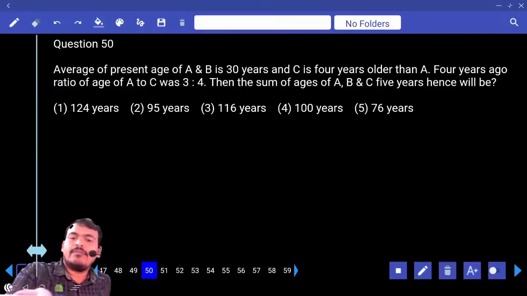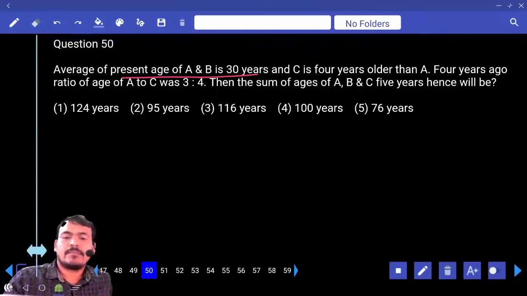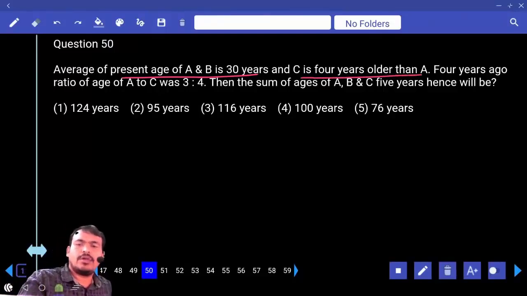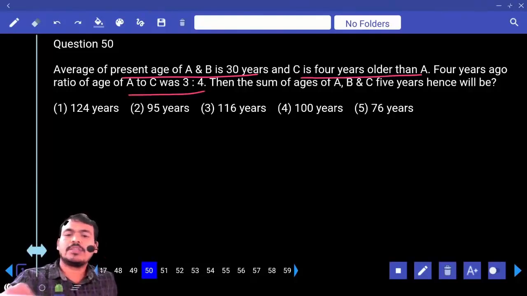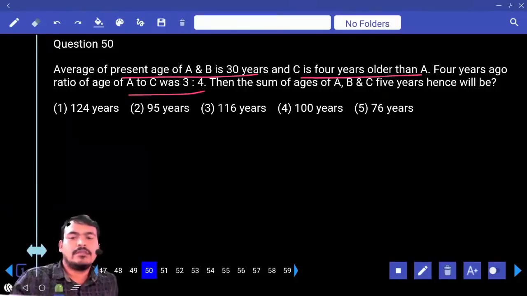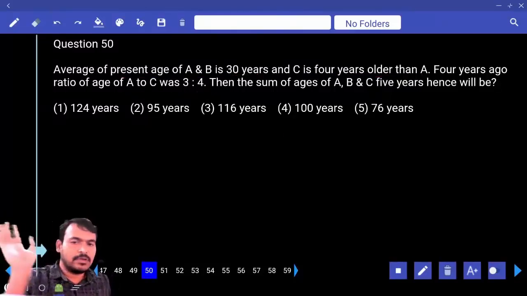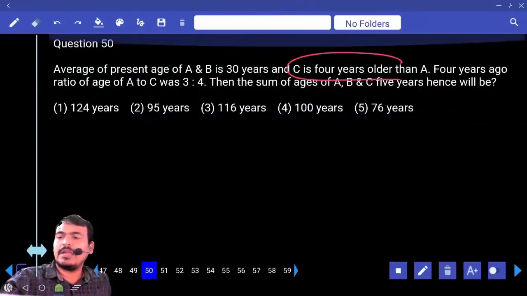First of all, what is the present average of A and B? 30 years. C is how many years older than A? 4 years. And one more, 4 years ago, A to C is given as 3:4. 4 years back, A was 3 parts. Sorry, the present value is not required. What is the difference between C and A?